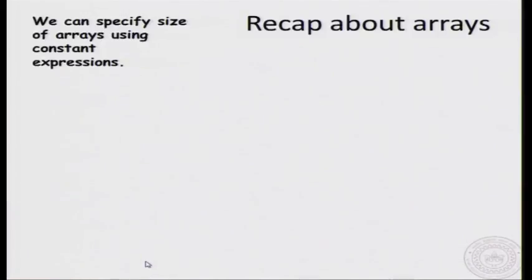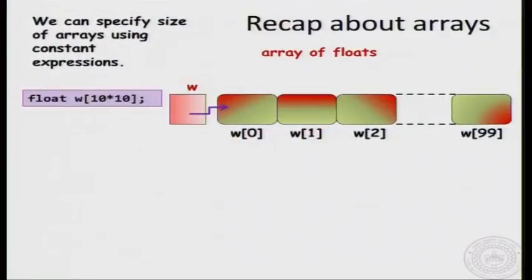Now, it is not important that we use numbers as the size of the arrays. We can also use constant expressions. For example, we can say float w[10 * 10]. Instead of saying 100, we can give an arithmetic expression which evaluates to 100, and this has the same effect. It will allocate an array of 100 elements starting from w[0] through w[99], and there is a separate box called w which holds the address of the first location.